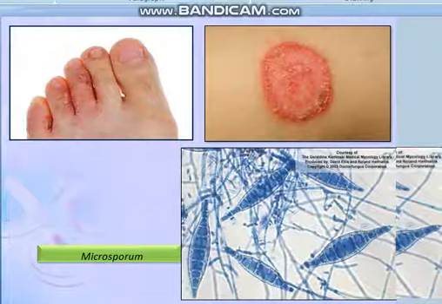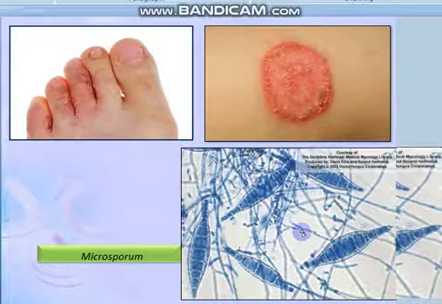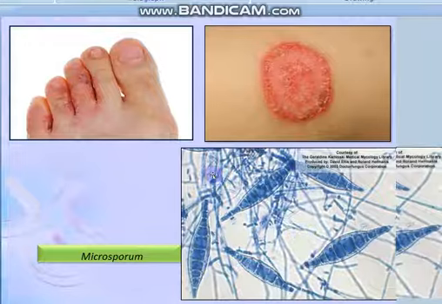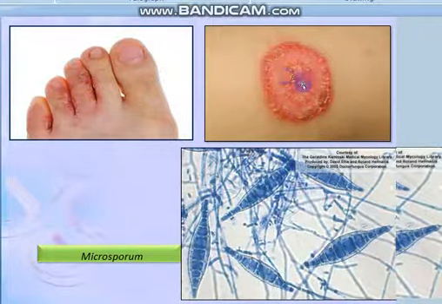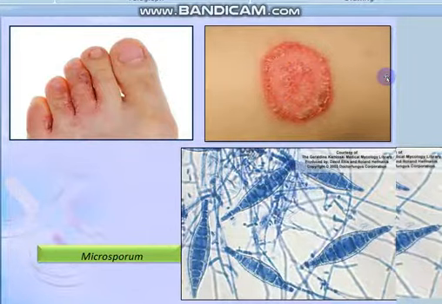So this is a picture which shows the fungal infection. Fungal infection is also caused by Microsporum species. This is the microscopic structure of the Microsporum, and this is a picture of the toes, where there is a fungal infection. It spreads like that: in the center it heals, and on the outside there is an infection, so it gives the appearance of a ring-like structure. This disease is known as ringworm.